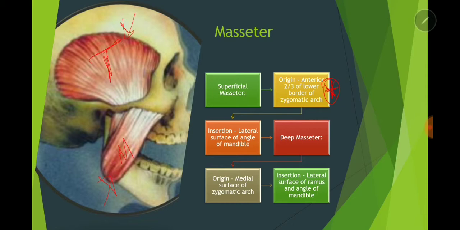So now the deep masseter. The deep masseter, in this case, you can see a portion of it. It's right here. Okay, that's the deep masseter right there. So the deep masseter origin is the medial surface of the zygomatic arch. And the insertion is the lateral surface of the ramus and the angle. So lateral surface of the ramus and the angle of the mandible.